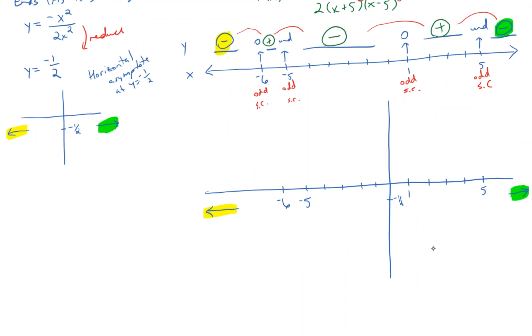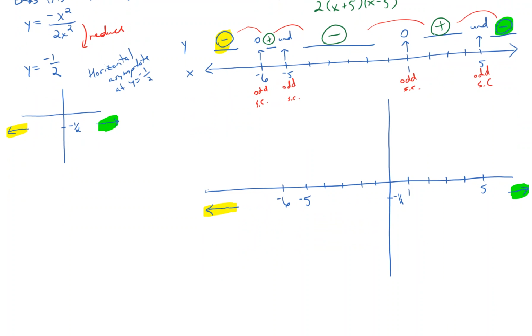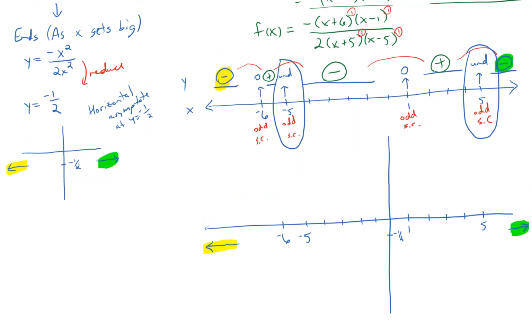Now we have enough information to look at my graph, okay? I need to probably investigate what happens when I get close to these x values where y is undefined, okay? So let's do that next.